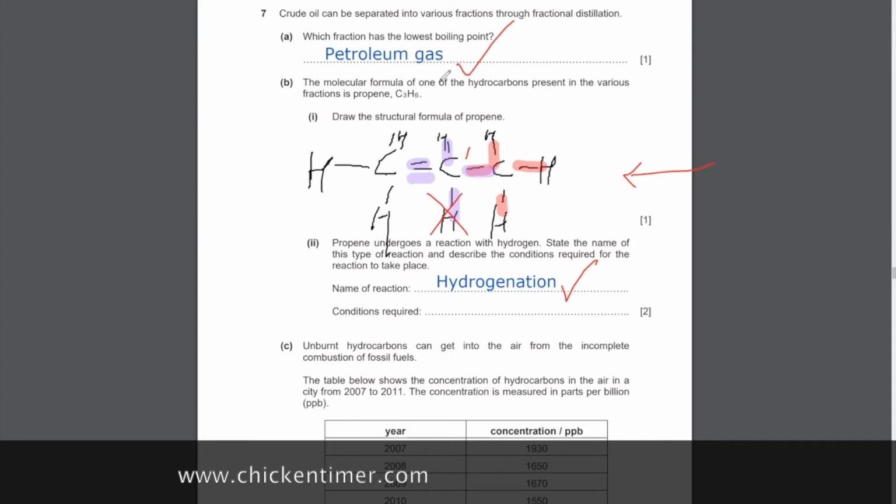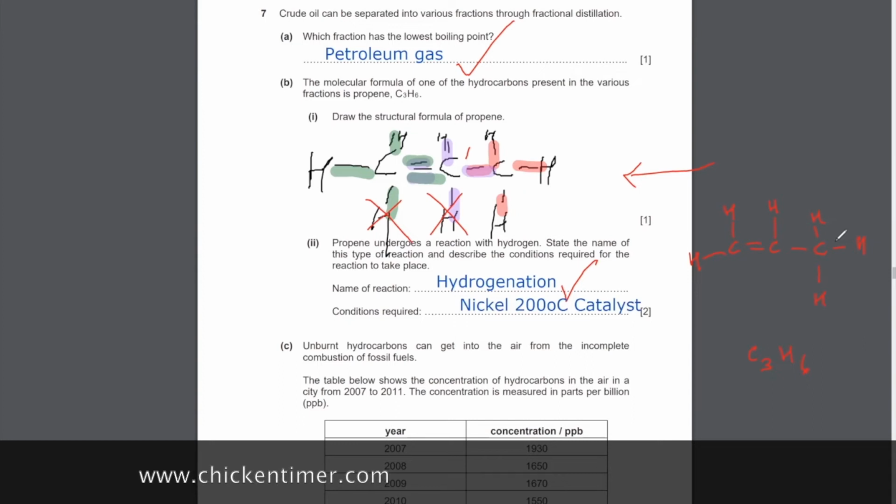Then after that, we look at the one on the left. You have 1, 2, 3, 4, 5. So which means this one is not supposed to be here. So your final answer should be like that. C3, right? 1, 2, 3, 4. 1, 2, 3, 4. 1, 2, 3, 4. This is the C3H6. Conditions required: 200 degrees, nickel catalyst. Yes.